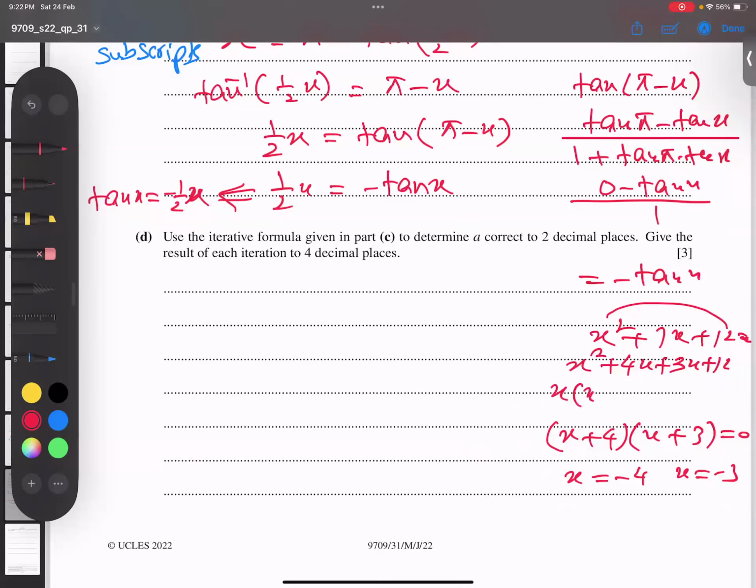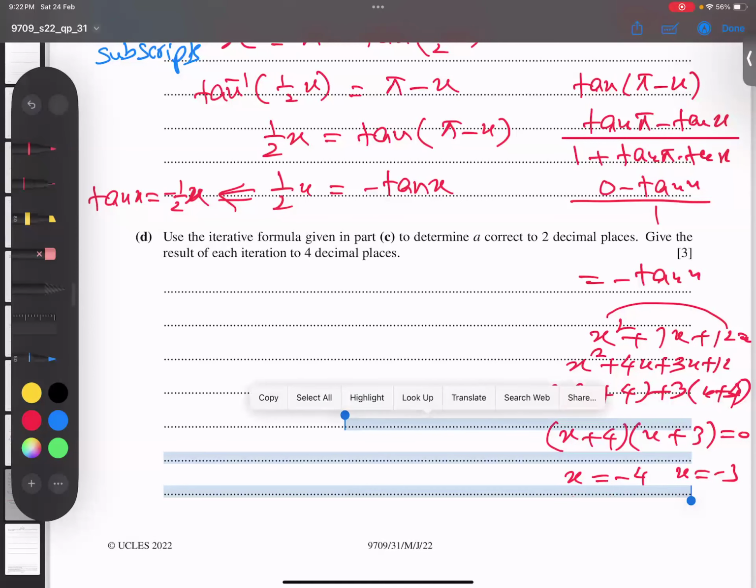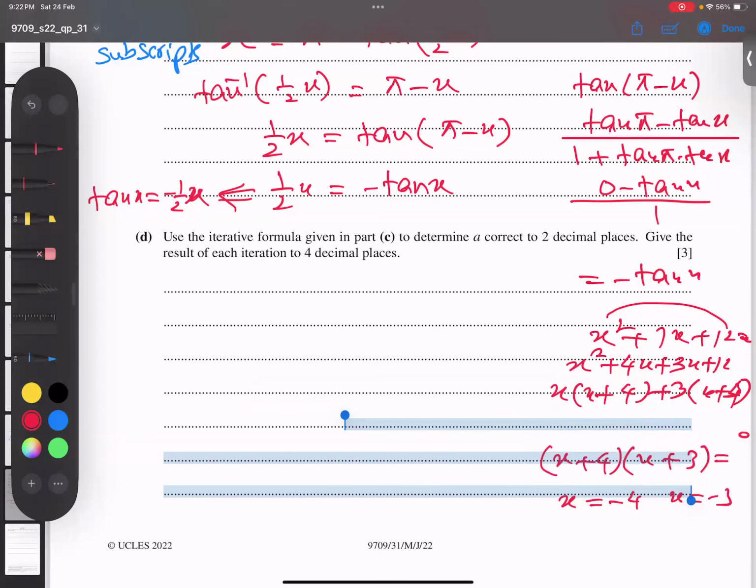If I take x common, I get x plus 4. Taking 3 common, x plus 4 equals 0, and x plus 4 is common, so I take it out. When I take common out, students, this is an idea I'm giving you. So we get x plus 4 and x plus 3 equal to 0.